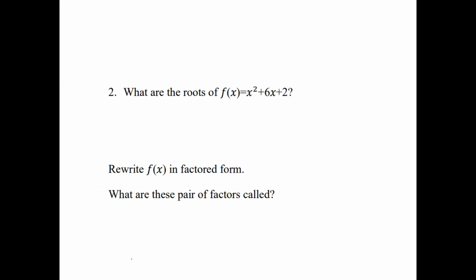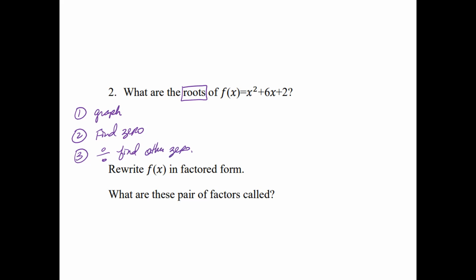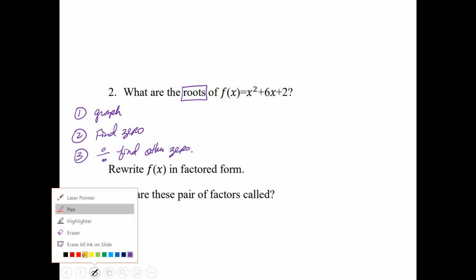Okay, let's try example 2, okay? What are the roots to x squared plus 6x plus 2? So remember, our plan is, number 1, we're going to go ahead and graph this. We're going to find one of the zeros, and then we're going to divide to find the other zero. Okay, so that's our plan. So let's go ahead and do that.